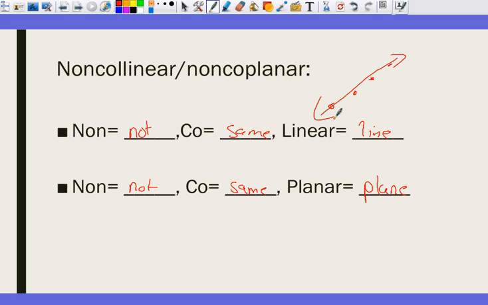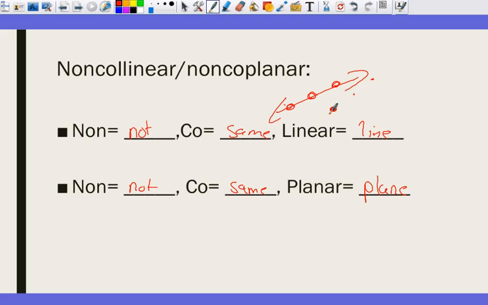Is that non-collinear? It's supposed to be all on a straight line. Let me redraw that to make it a little bit better. Are those 3 points non-collinear? Absolutely not. They are collinear. I'm going to make these non-collinear by doing one thing. Are those 4 dots non-collinear? Are all 4 of those dots on the same line? Then they are non-collinear.